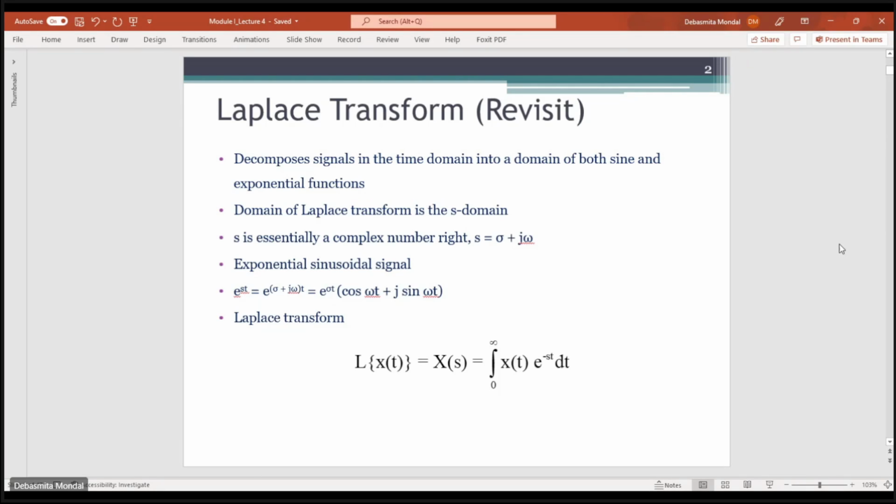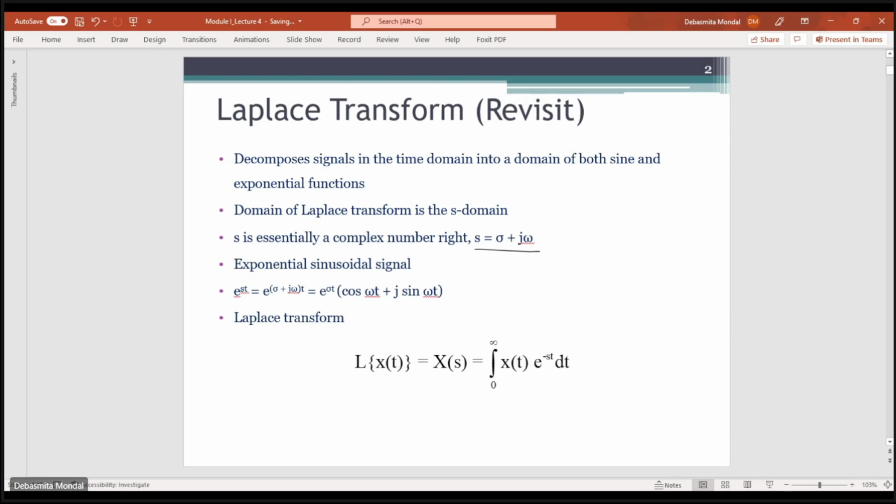Okay, and S is a complex number given by sigma plus j omega. So if you write e to the power st, you can represent it as e to the power sigma plus j omega t, and you can expand this term into e to the power sigma t multiplied by e to the power j omega t, which can be written as cos omega t plus j sin omega t.